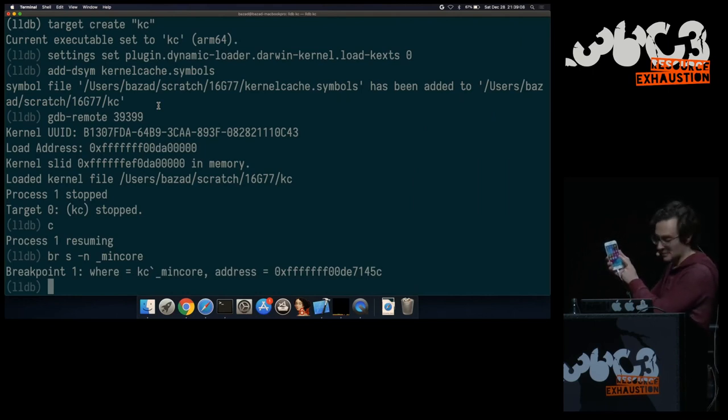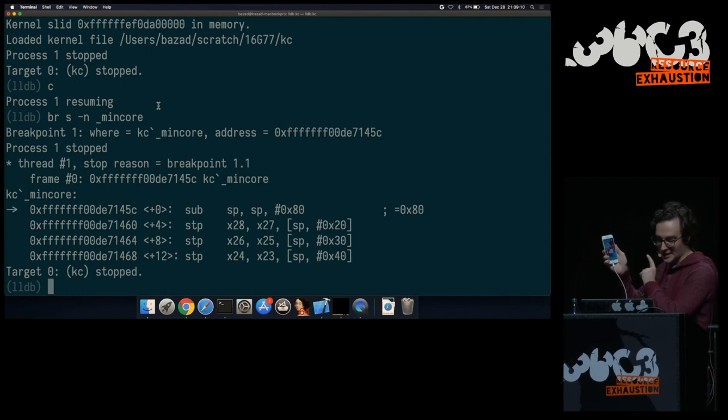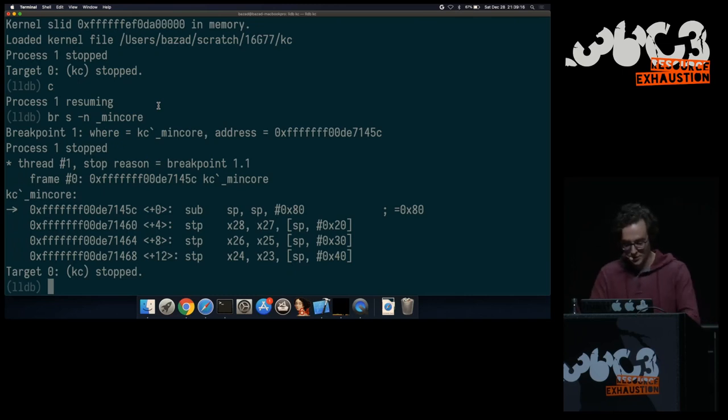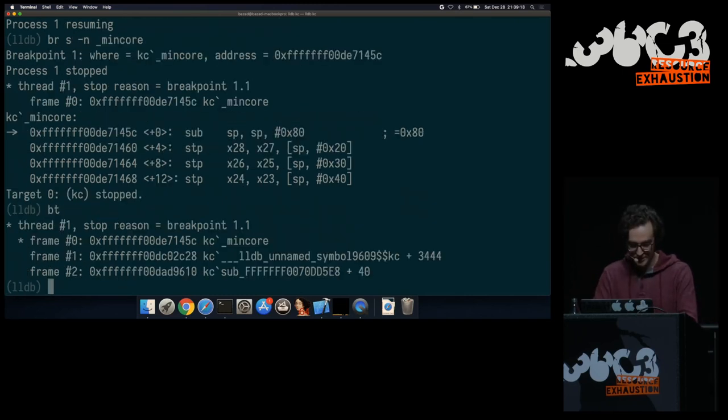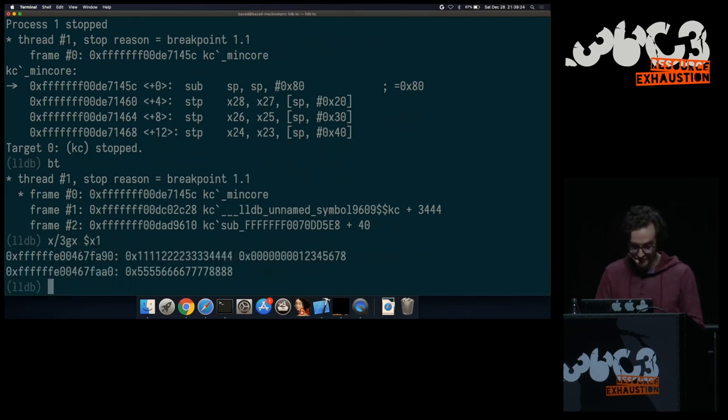I'm going to click on the application icon, and it basically immediately halts. The phone is no longer responsive because we're halted at a breakpoint. We can do things like get a backtrace. We can examine registers, so we'll look at the memory pointed to by register X1, and we can indeed see our arguments that were passed from user space.